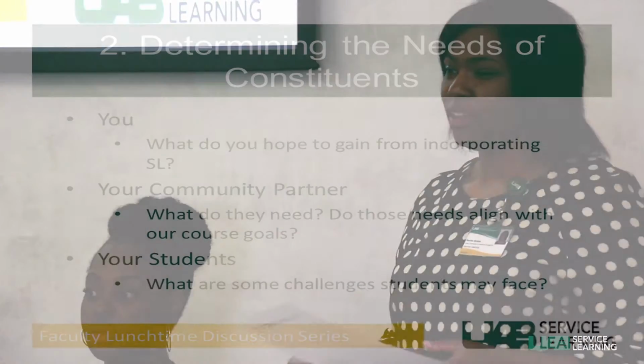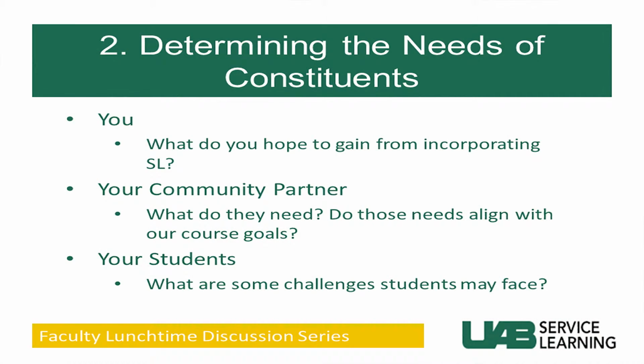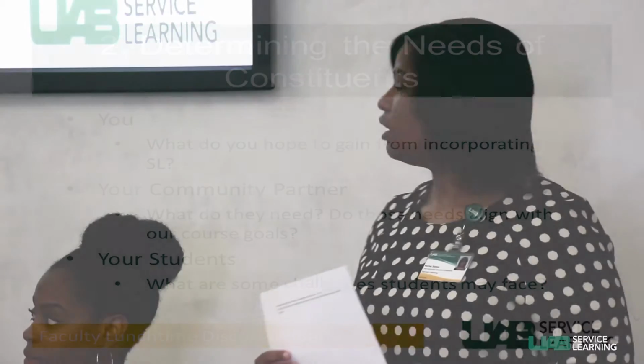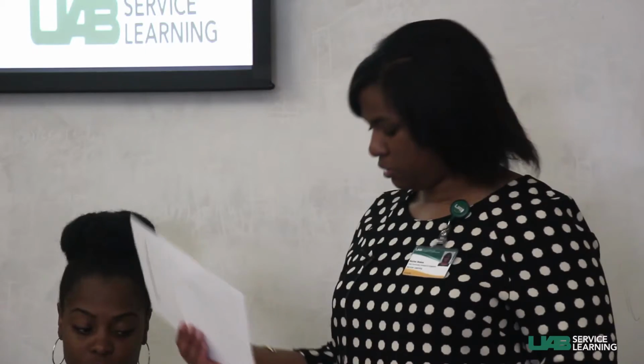Next, you want to be sure to ask your partner what they need, because you don't want to go to a site and do service that's not really benefiting your partner. And lastly, you should keep in mind what your students need and what challenges they may face with doing service. One challenge that we ran into this year was transportation. Some students don't come to campus with a car, and also parking is pretty difficult on this campus. I'm sure you've experienced it.